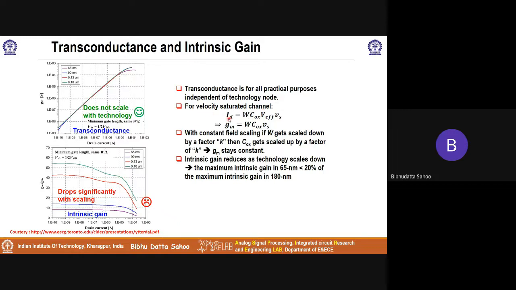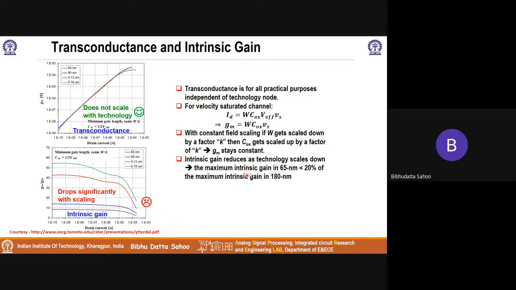Okay, for velocity saturated channels, ID is given by this and GM is given by this expression here. So in a way, in all these, the transistors are almost velocity saturated. Certainly in 65 and 90 it is, and 130 and 180 are also approaching. With constant field scaling, if W gets scaled down by a factor, then Cox gets scaled up by a factor of K and GM stays constant.